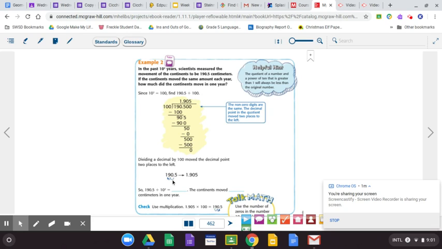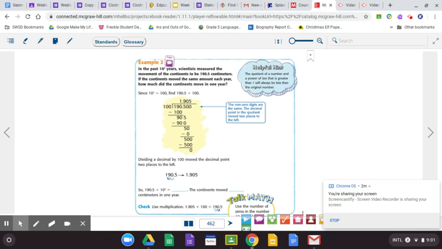So here they showed you 190 and 5/10 divided by 100. They're going to take that decimal point, go 1, 2, and jump it 2 place values backwards. So then you end up with 1 and 905 thousandths. So the 1 goes from the hundredths place, moves all the way to the ones place. So you're moving 2 place values backwards.